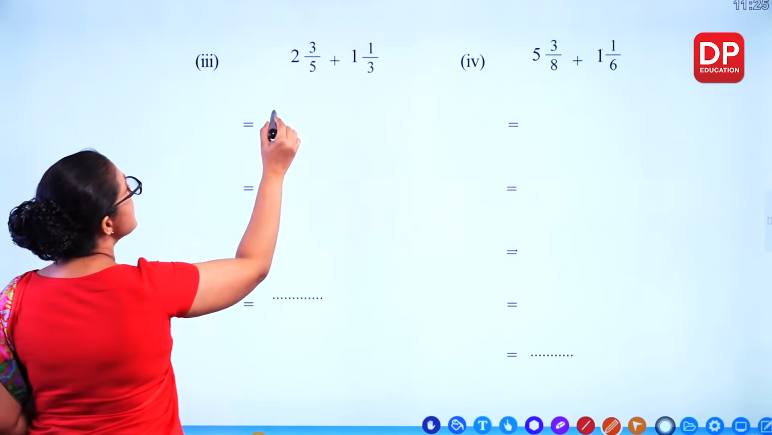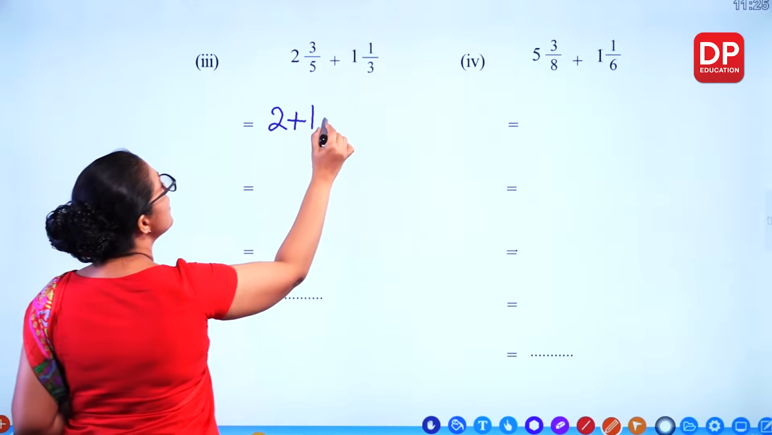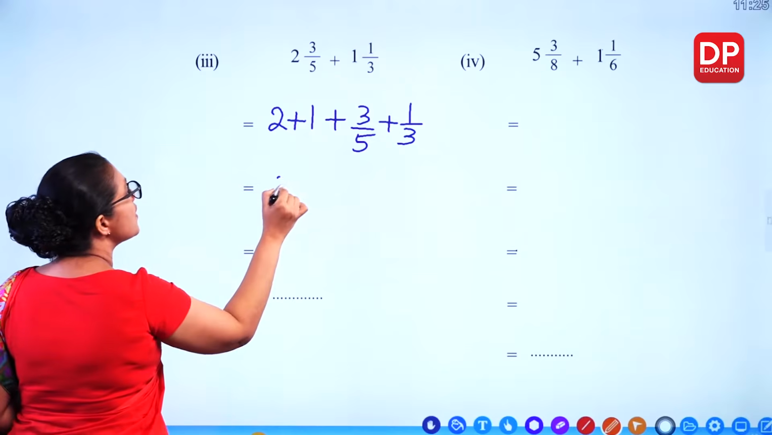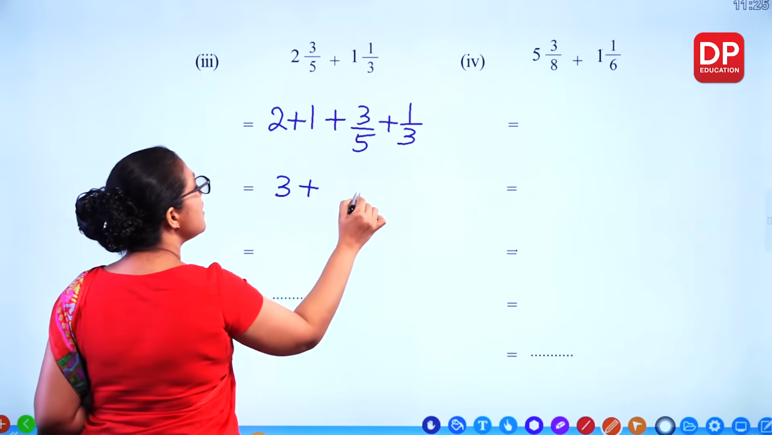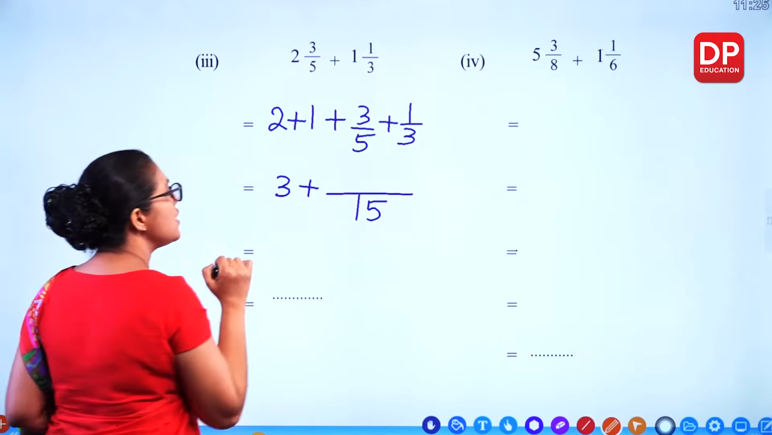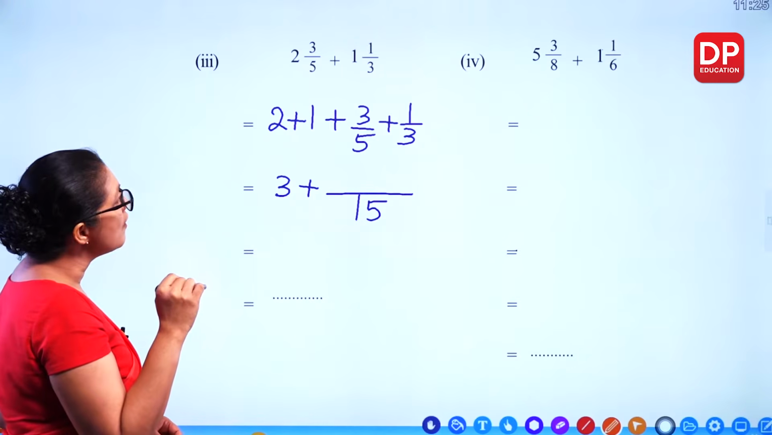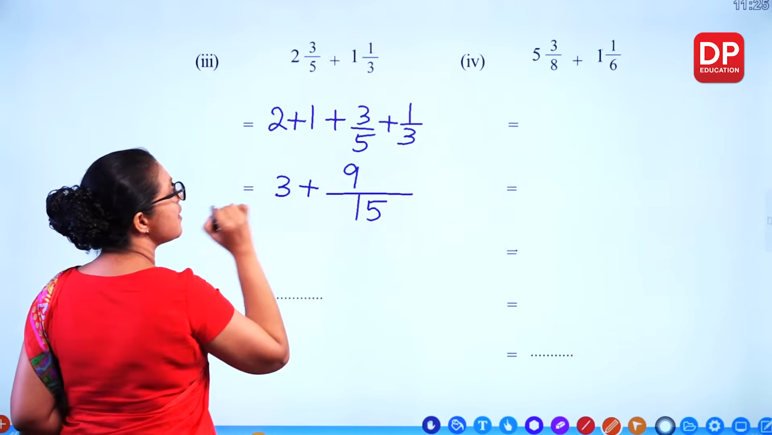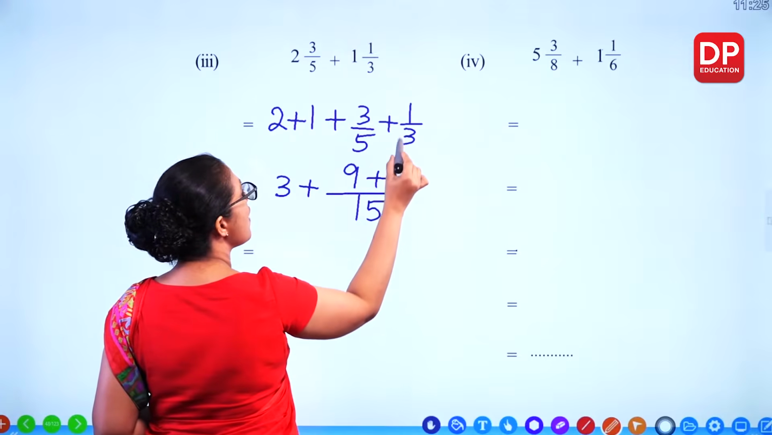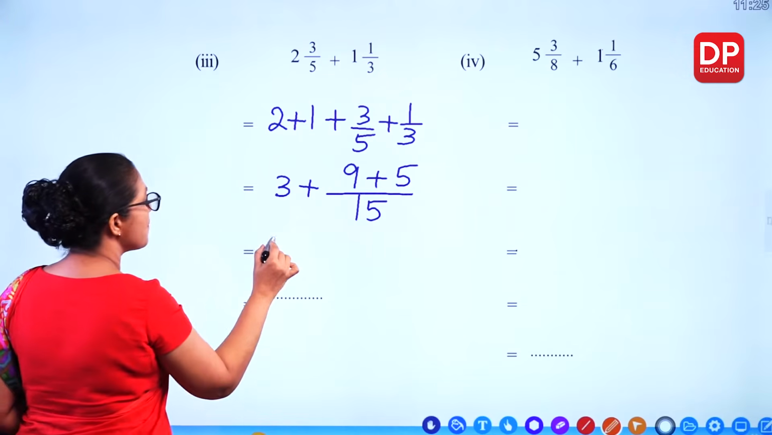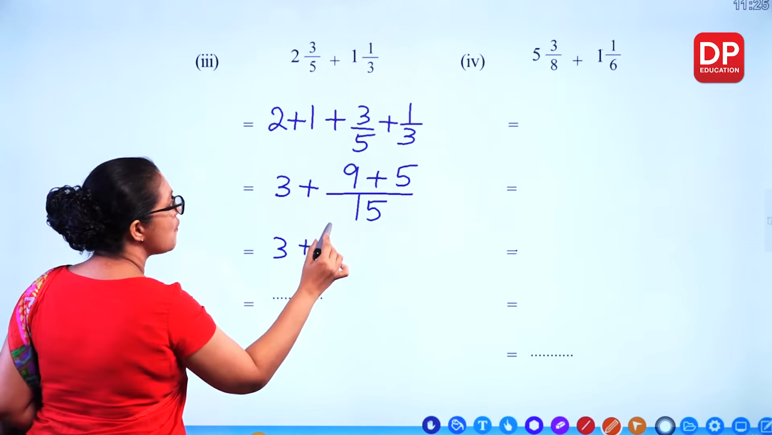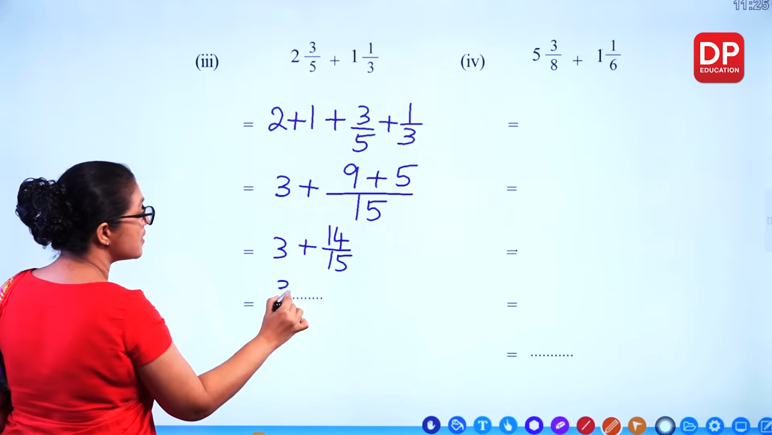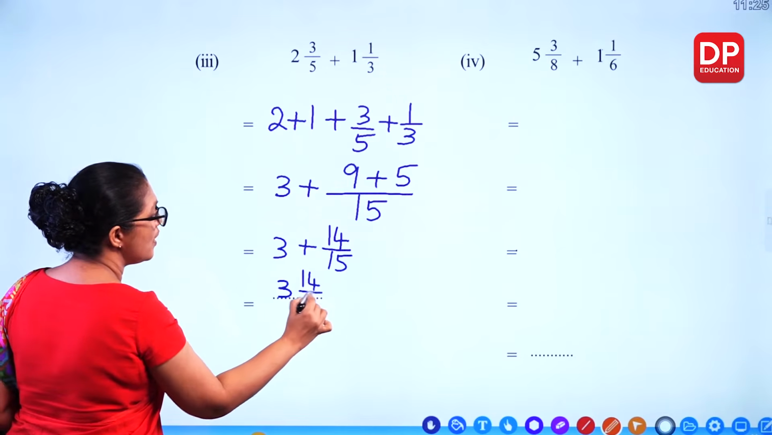These two. Same method. You just add the whole numbers and the fractions separately. 2 plus 1, 3 and 5 and 3. The common one is 15. Common denominator. So convert both the fractions to 15. 3 times 5. So 3 times 3, 9. 5 times 3, 15. 5 times 1, 5. Now you can write 9 plus 5 is 14 over 15. As a mixed number, I can write 3 and 14 over 15.